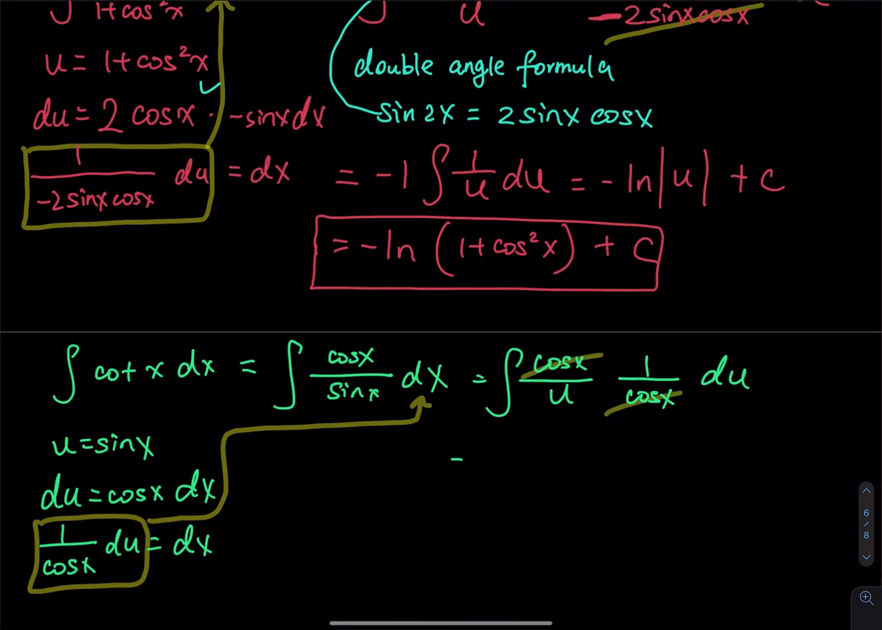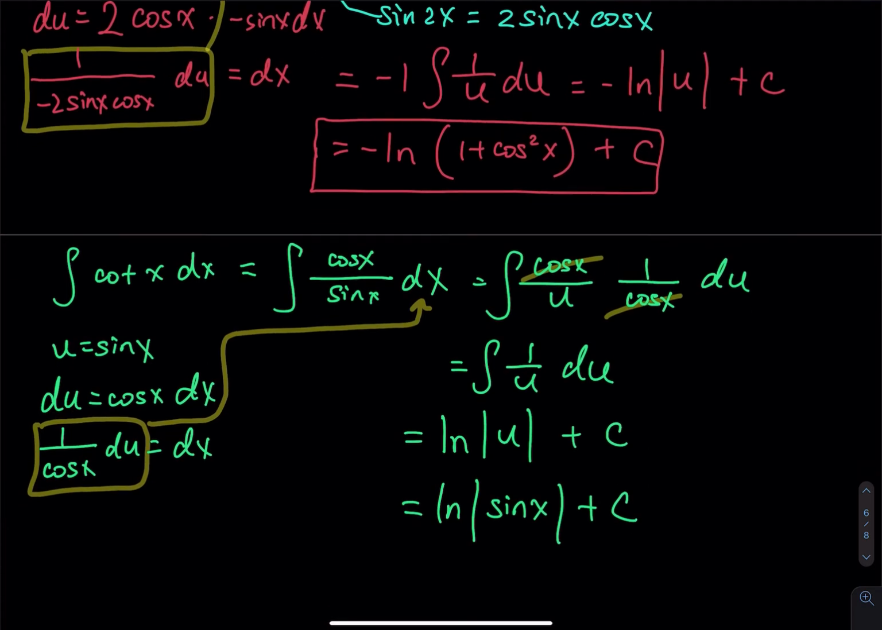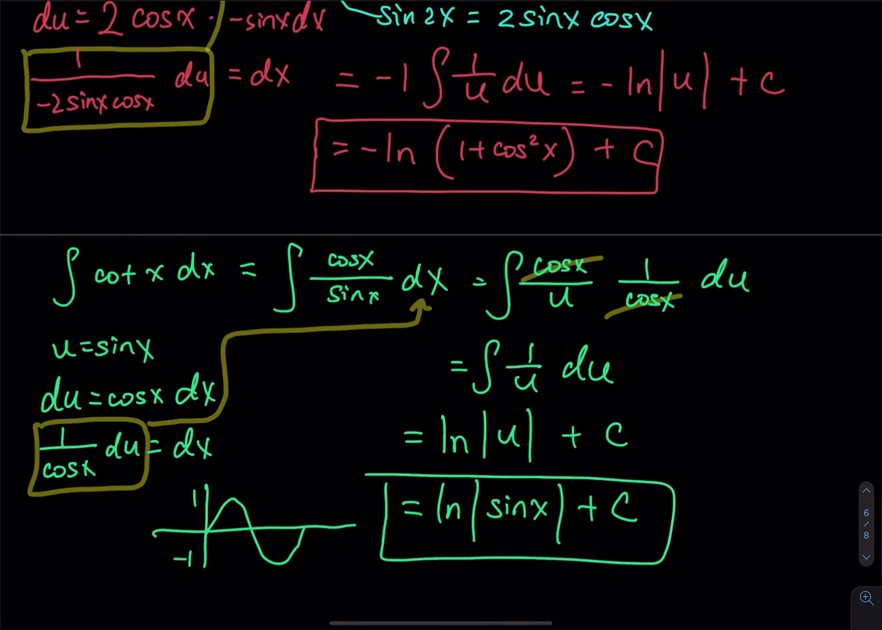So that is 1 over u, which is not a simple power rule, so that is ln absolute value of u plus c. And since the u is sine, you have to keep the absolute value. Why? Because sine can be positive and negative. Let me recall the graph for you. This is the graph of sine, right? Sine is oscillating between 1 and negative 1. So sine can be positive, 0, negative. Since sine can be negative and ln of a negative is undefined, you have to keep the absolute value. The absolute value is not optional.